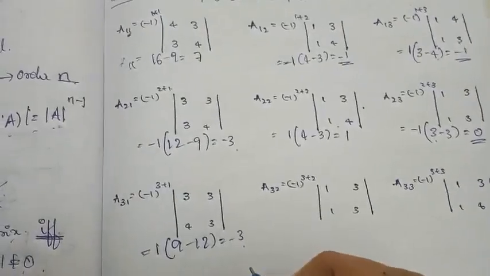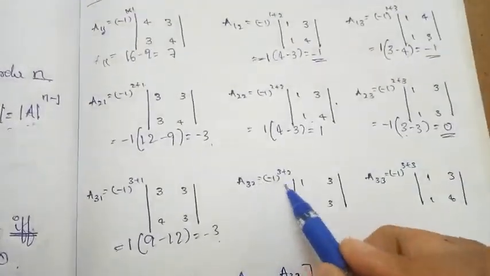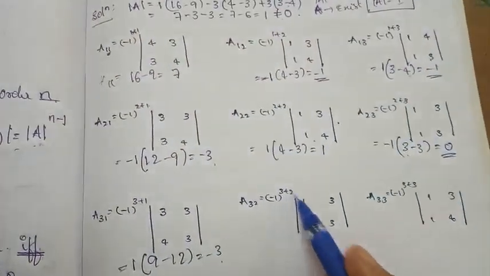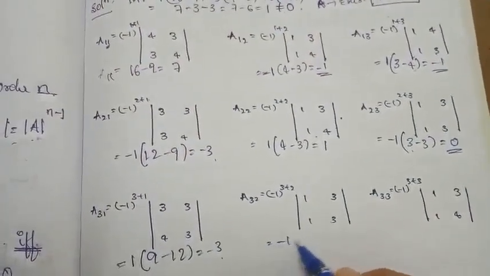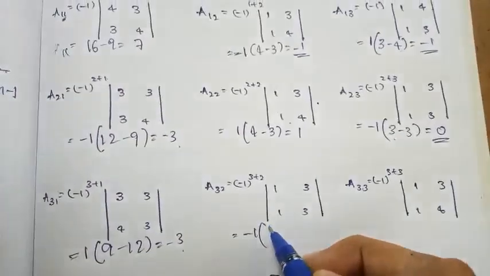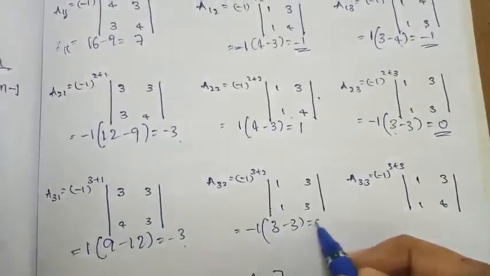And next is A32, the cofactor of this element, (-1) to the power 3 plus 2, which is equal to minus 1. Deleting the row and column of that element, the remaining is 1, 3, 1, 3. So that is nothing but 3 minus 3, which is equal to 0.